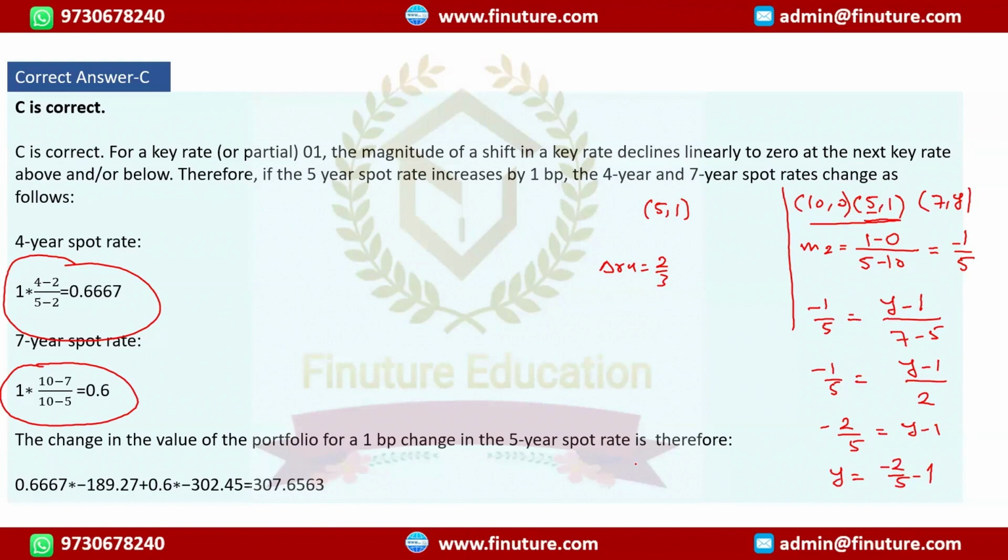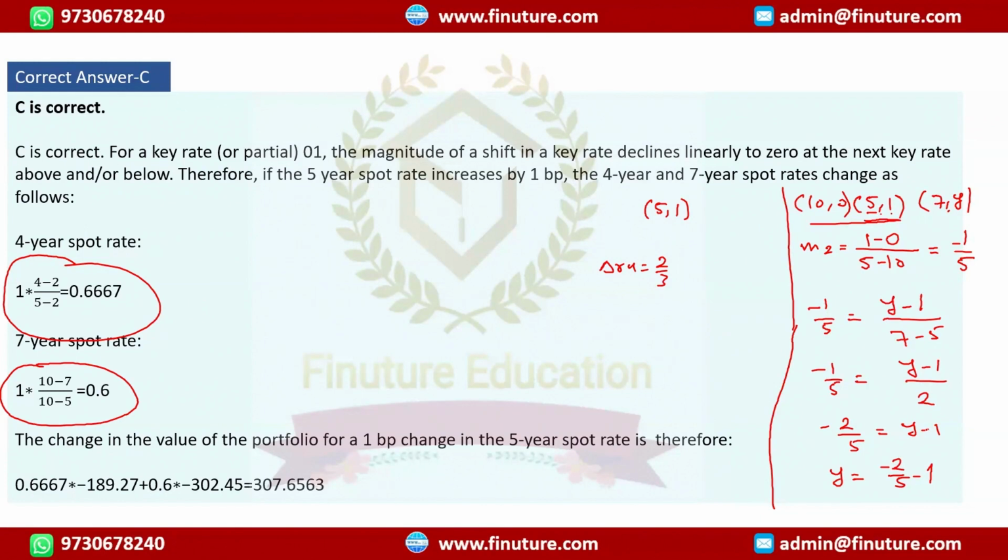Again I made some mistake. Can you guys calculate it for me quickly? 1 minus 0, 5 minus 10, because I need to know that, is equal to minus 1 over 5. So minus 1 over 5 equal to y minus 1 and 7 minus 5. That's correct.